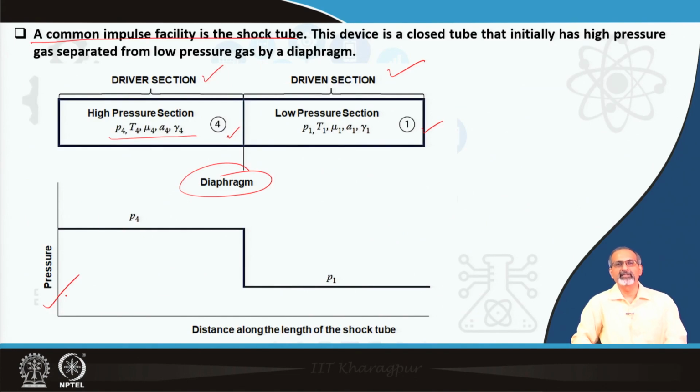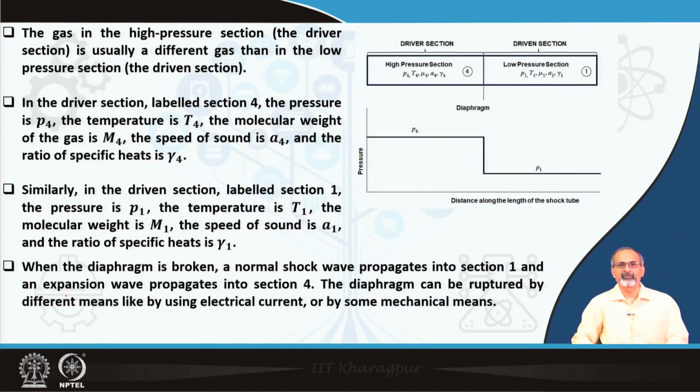So, let us come back to this and read the points that we have over here. The gas in the high pressure section, which we call the driver section, is usually a different gas than in the low pressure section, which is called the driven section. We purposely choose different gases because of some inherent reasons we will discuss soon. In the driver section, which is labeled as 4, pressure is P4, temperature T4, molecular weight of the gas is M4, speed of sound is A4, and specific heat ratio gamma 4.